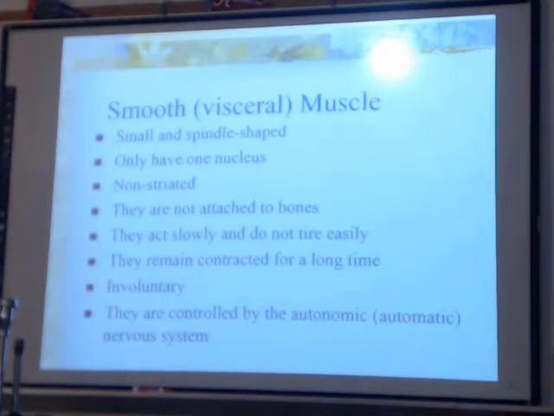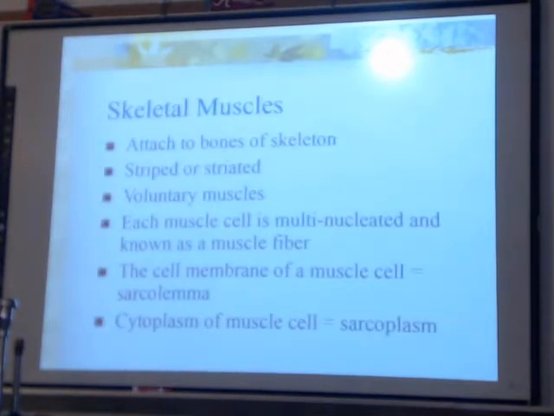Now let's talk about smooth muscle. So be sure you guys remember, let me go back, be sure you guys remember that skeletal muscle is attached to bones, that it is striated, that it is voluntary, it has multiple nuclei, that the outer membrane is called the sarcolemma, and that the cytoplasm in the muscle cell is called sarcoplasm.